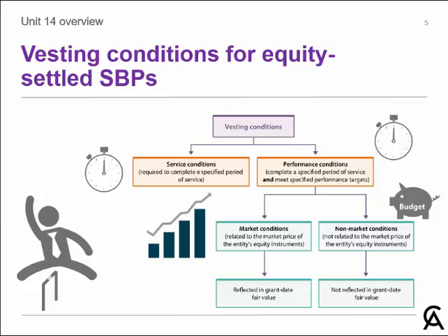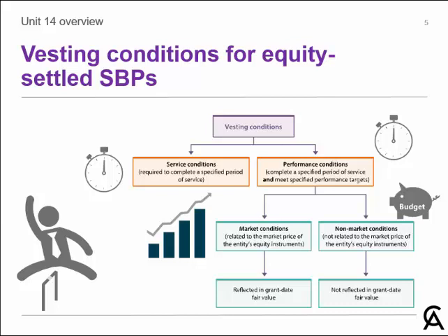On the left here, you can see there are ones called service conditions, where you just have to stay in employment for a set period of time, and then the shares vest in you, and then you can decide to sell the shares or do whatever you want with them. Where it gets more tricky with the accounting is where we look at what we call performance conditions. That's where you have to complete a specified period of service again. So again, you might have to stay with the company for 3 years, plus you have to meet specified performance targets.